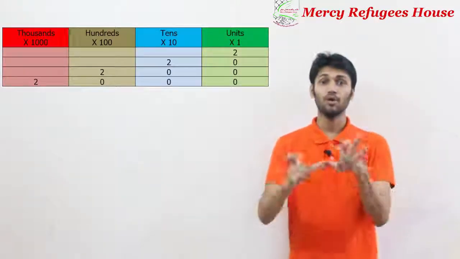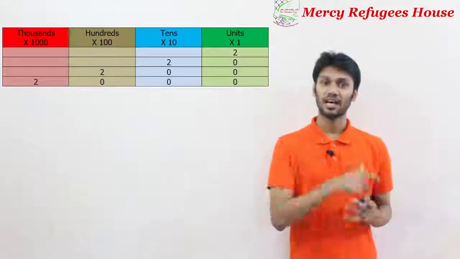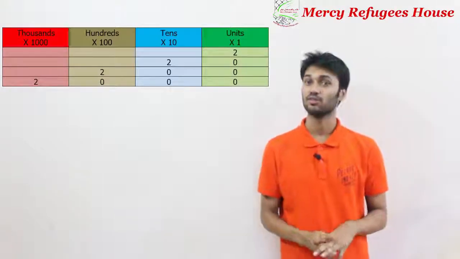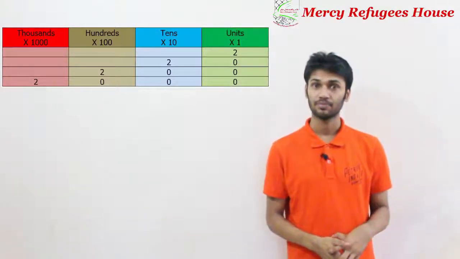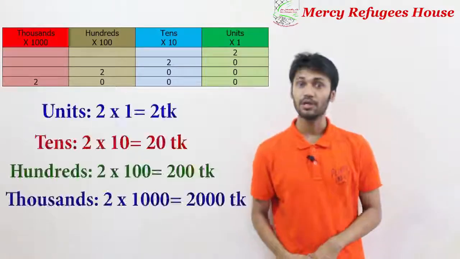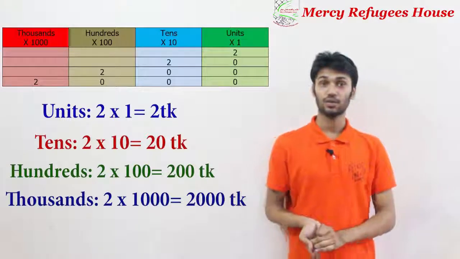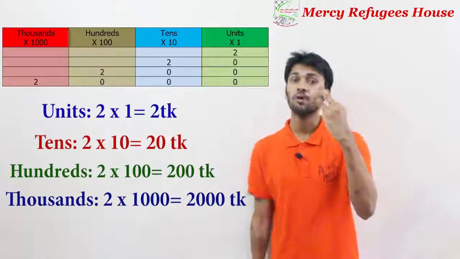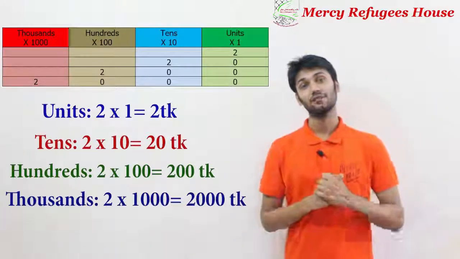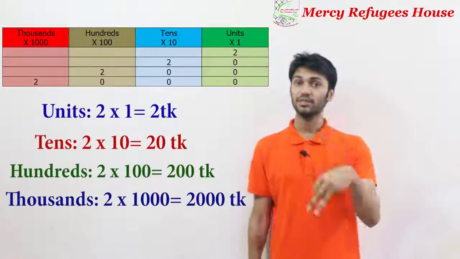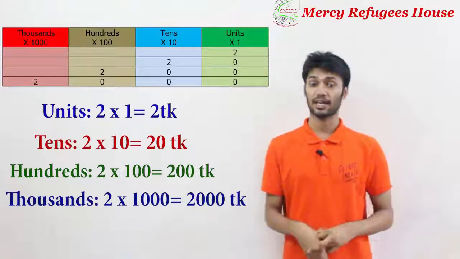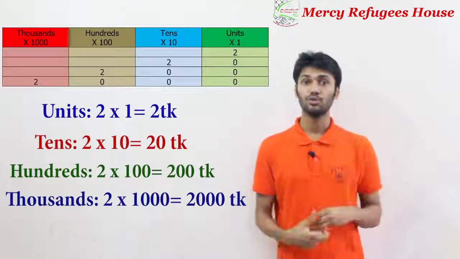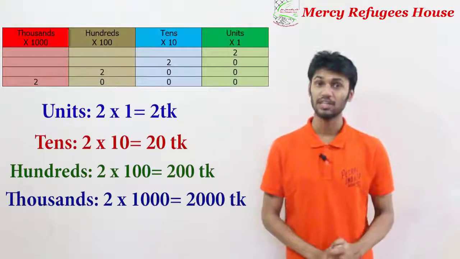Now, let me elaborate this whole place value thing with a practical example. For example, you all would recognize the taka. As you are living in Bangladesh at the moment, you are using Bangladeshi taka. Now, for example, if I give you a 2 taka note, how many taka do you have? You have only 2 taka. That is the unit value. Now, if I give you 2 notes of 10 taka, how many taka do you have now? You have got 2 times 10. You have got 20 taka total.